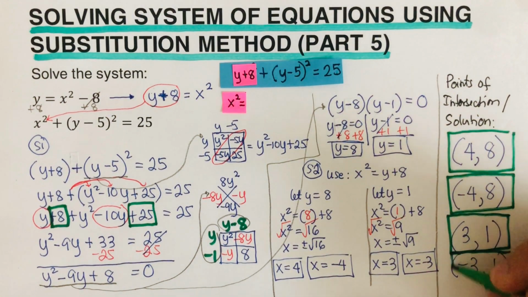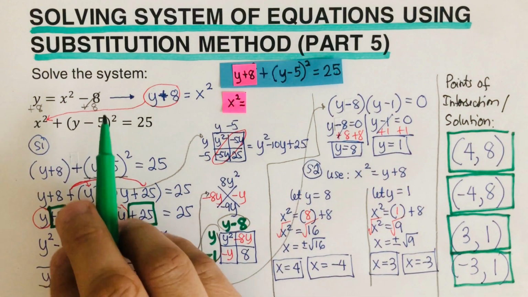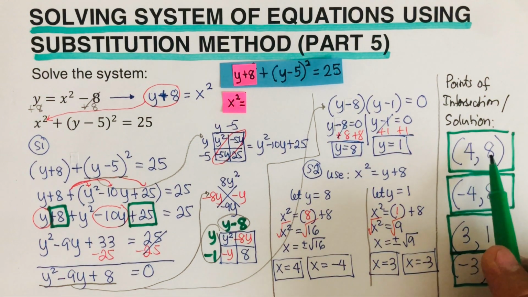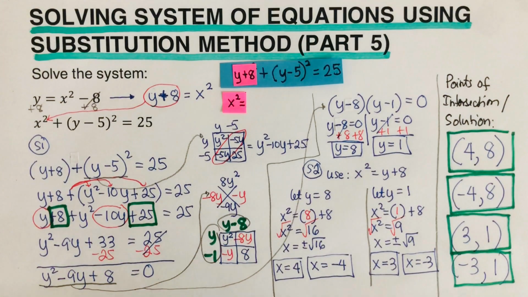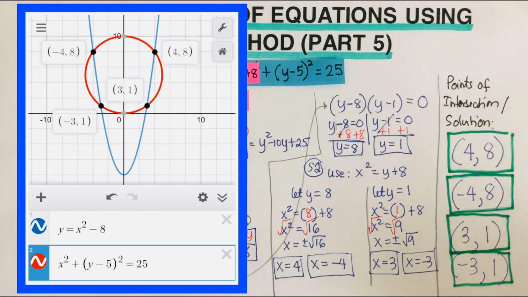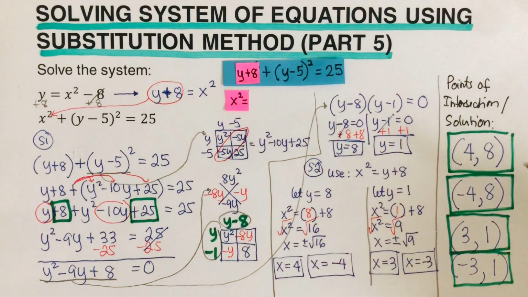What does it mean? When we sketch the graph of these two equations right here, these two graphs will touch at these 4 points, and algebraically, if we plug in these x and y values into the equation, it would make the equation true. On the side, you will see the graph of these two equations right here. And it can be seen that these two graphs are actually touching at (4, 8), (negative 4, 8), (3, 1), and (negative 3, 1). So these are the 4 points of intersection.